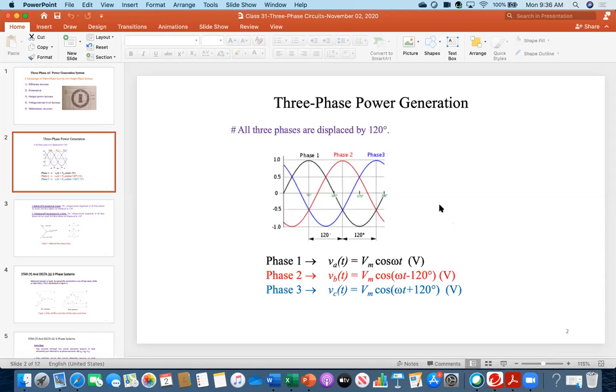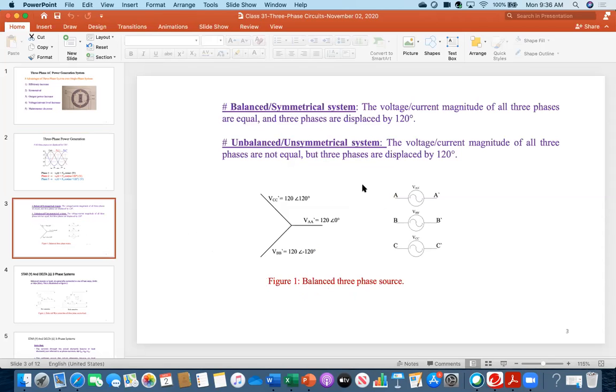Okay, now moving forward, everybody understood that three-phase system. Now there are a couple of things. Everybody see what I have written: balanced or symmetrical system, unbalanced or unsymmetrical system. What I said, balanced or symmetrical system means the voltage or current magnitude of all three phases are equal and the three phases are displaced by 120 degrees. I mean the thing that we learned just now. When they have the phase displacement of 120 degrees and their magnitude for all three phases is the same, whether it is voltage or current.